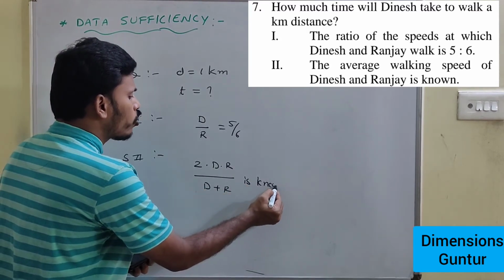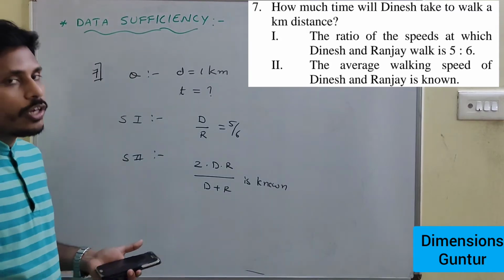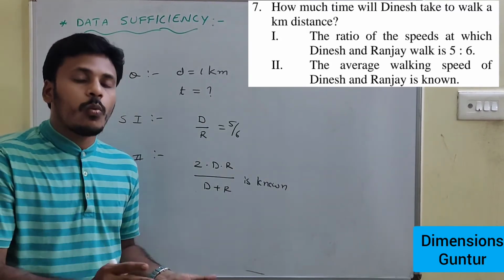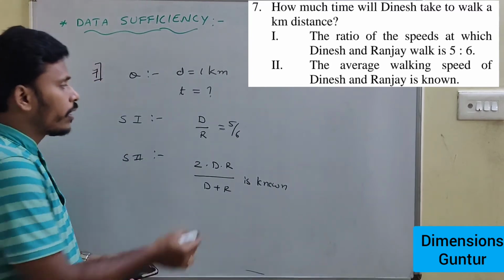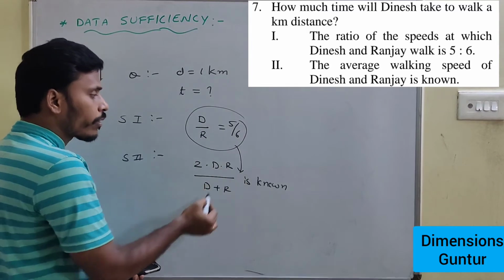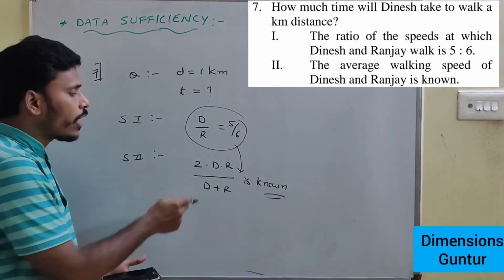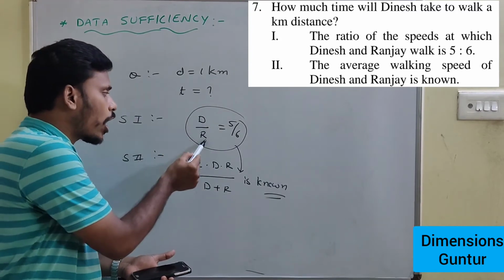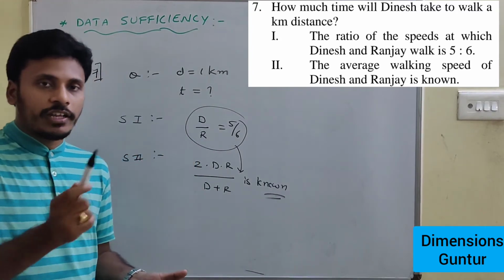See, the value is not mentioned here. Why? Because we don't need that value, we are not going to solve. We are just thinking whether we can solve or not. See, this d by r is equal to 5 by 6. If you use it in this, since this value is known, then automatically you will get the speed of Dinesh. Here d and r are the speeds of Dinesh and Ranjay.